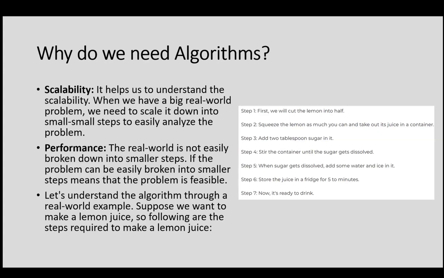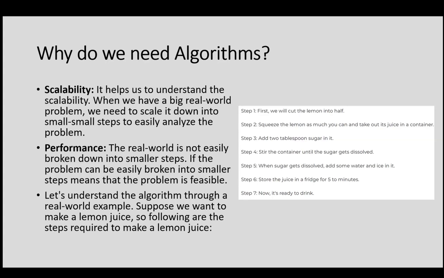The second thing is performance. The real world is not easily broken down into smaller steps. If the problem can be easily broken into smaller steps, it means that the problem is feasible. We can put the problem into smaller steps, but that's not an easy task. If a problem can be put into smaller steps easily, that means the problem is feasible. Thereby you can also improve the performance of that particular solution, whatever you're building for a particular problem.